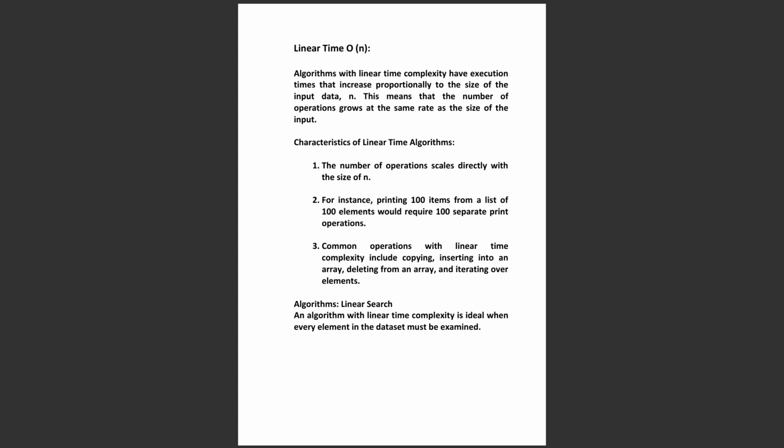Now let's move on to linear time, O of n. Algorithms with linear time complexity have execution times that increase proportionally with the size of the input data. If you have 100 items in a list, it will take 100 operations to process them. Key features of linear time algorithms include the number of operations scales directly with the input size. Common examples of O of n operations are copying, inserting, deleting, or iterating through elements in an array.